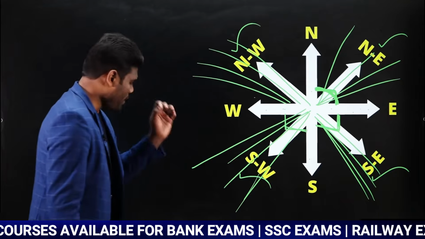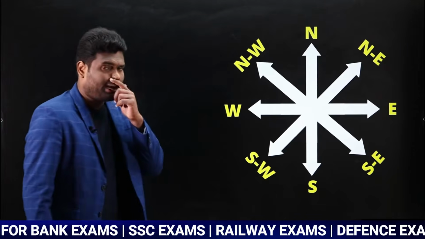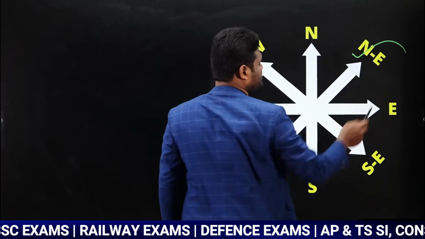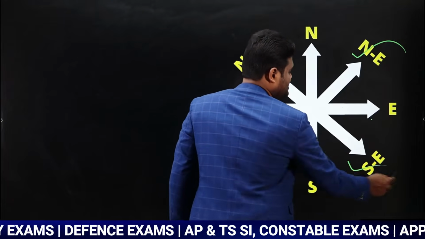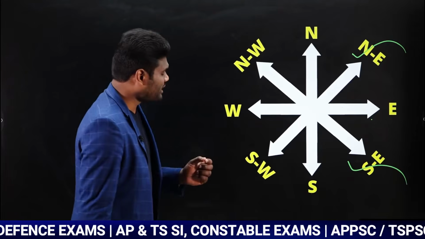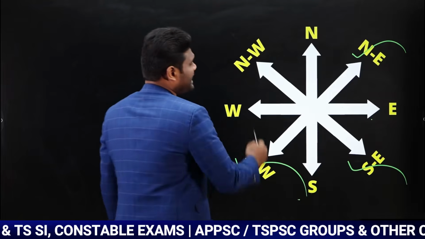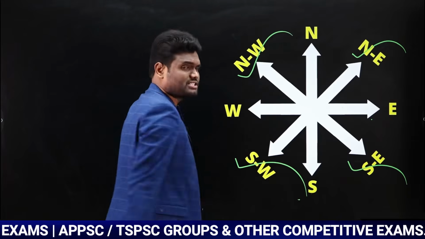Okay, is that clear? Very, very important, and these are basic terminologies. The direction between north and east is northeast direction. The direction between south and east is southeast direction. The direction between south and west is southwest direction. The direction between north and west is northwest direction.